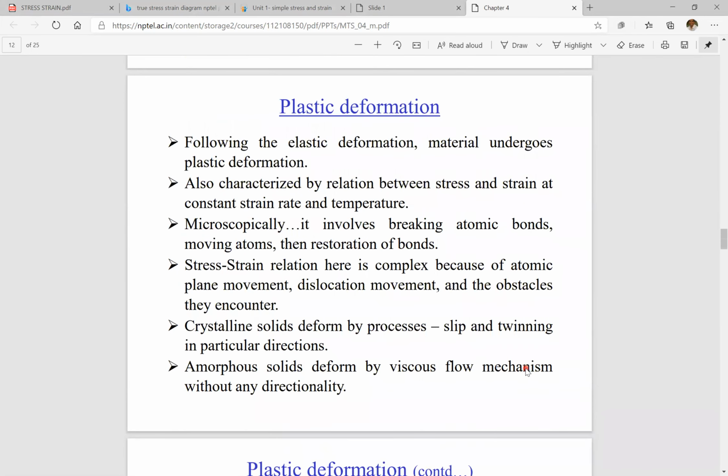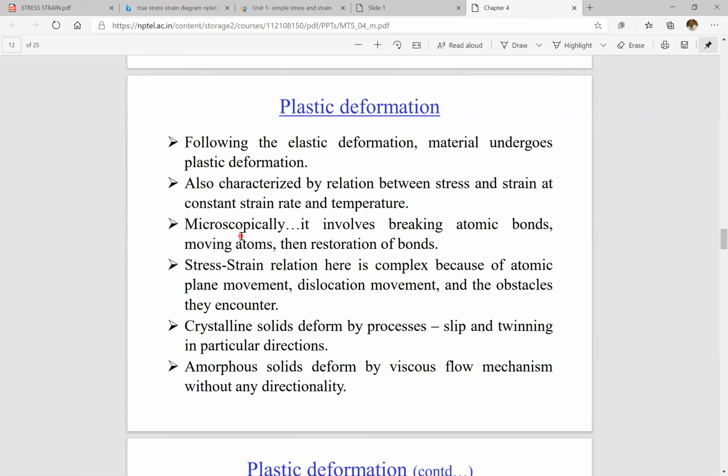So we come to the plastic deformation. Following the elastic deformation, the material undergoes plastic deformation. After the elastic deformation is completed, then there will be the plastic deformation. It is also characterized by relations between stress and strain at constant strain rate and temperature. So it will be characterized by the relation between stress and strain at constant strain rate and temperature. This is the main characterization of plastic deformation.